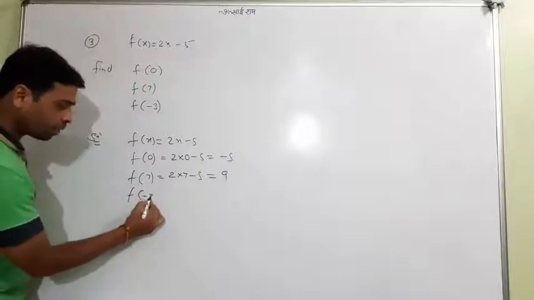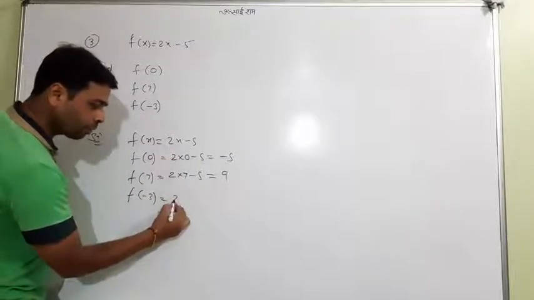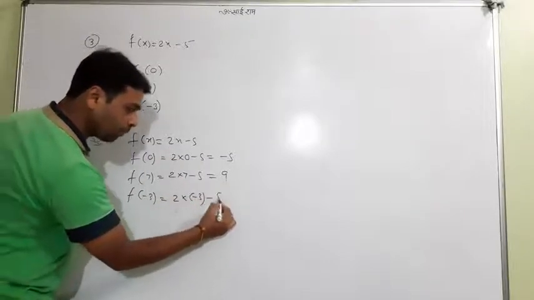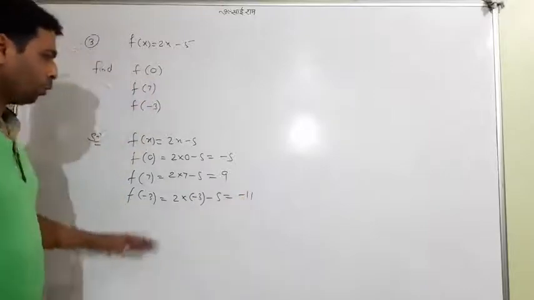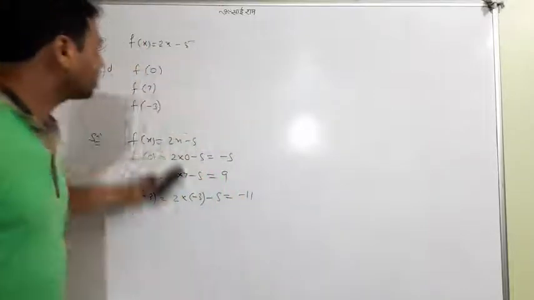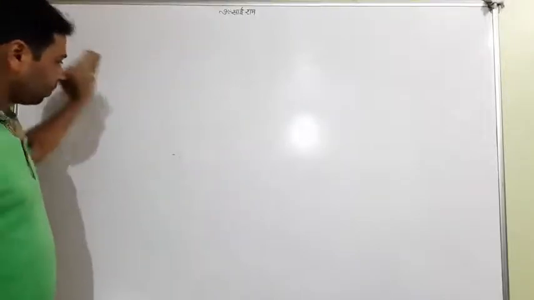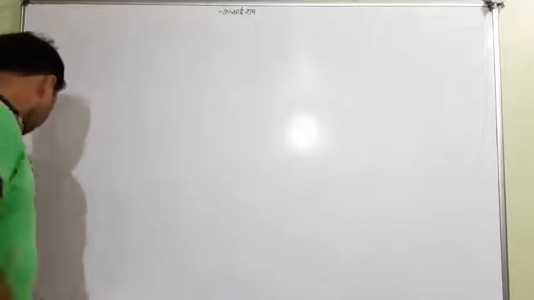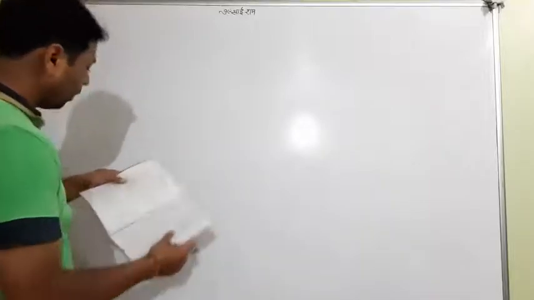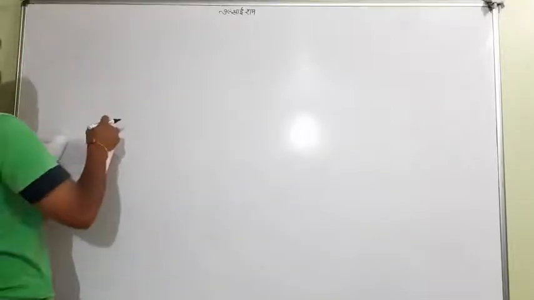So f of minus 3 is what? 2 into minus 3 minus 5. So minus 11. This is the answer. So this is a very simple idea. I think there is nothing to tell you twice or thrice. At first sight you can understand it. Now let us move to question number four.